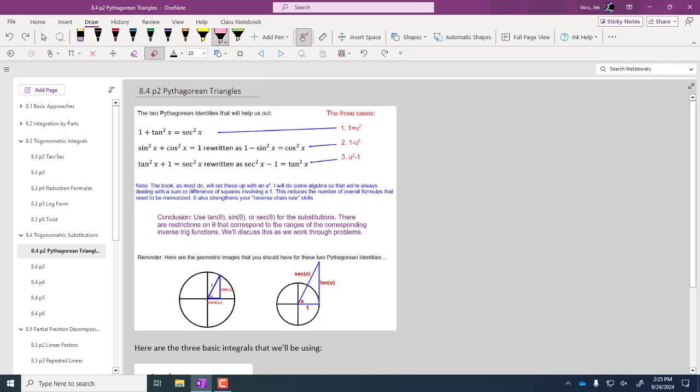So with this first one, what we are thinking about doing is letting u be tangent squared. So the idea is that it's more beneficial in the long run, most of the time, if you can combine terms into a single term. A single term is generally preferable.